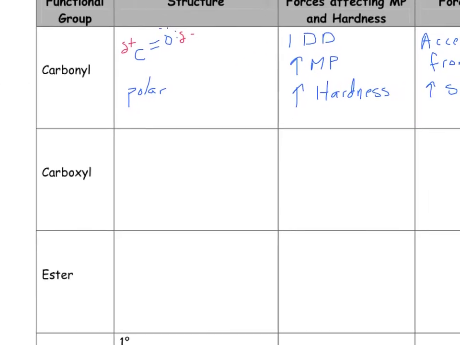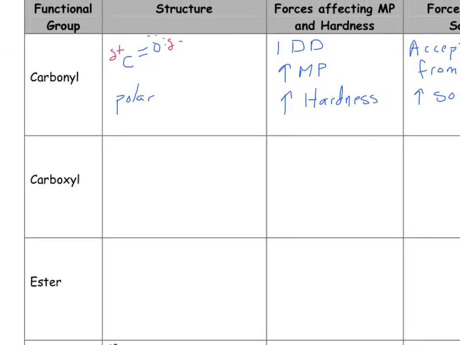A carboxyl functional group is a combination of two of the previous ones we've learned. You have a carbon that has a double bonded O, so a carbonyl, and on that same carbon you have a hydroxyl functional group. Because you have polar CO bonds and polar OH bonds, you get an overall polar molecule.